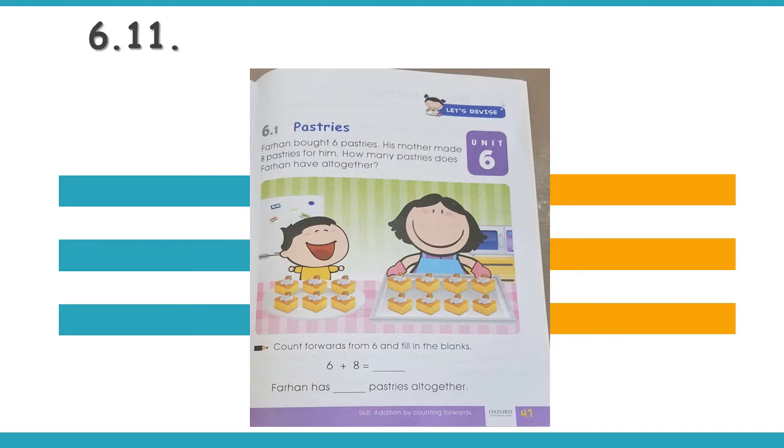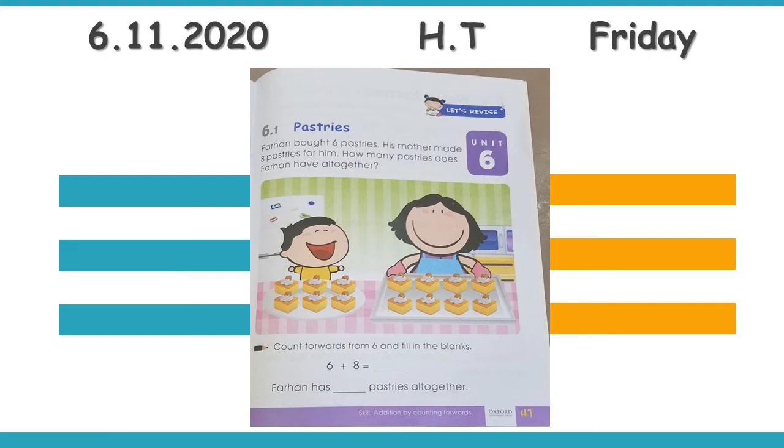Yes, you have to write your today's date, and what is the date today? You can see on your screen. Today is 6.11.2020, 6th November 2020. October is finished now and the new month is November 11. 6.11.2020 space H.T again space, and the day is Friday.